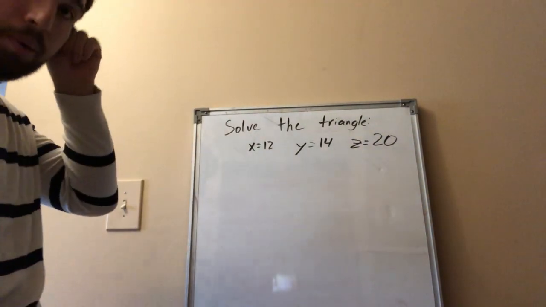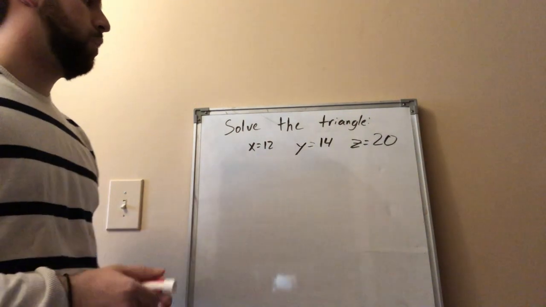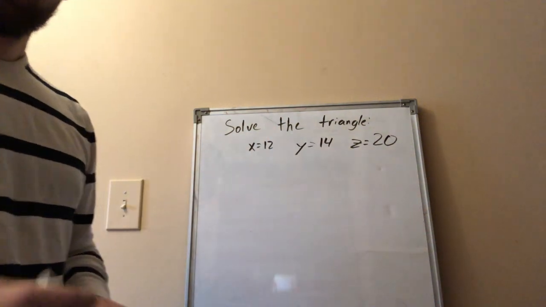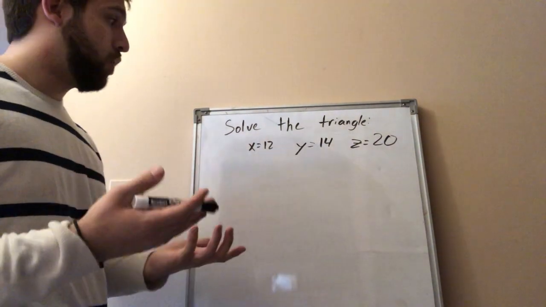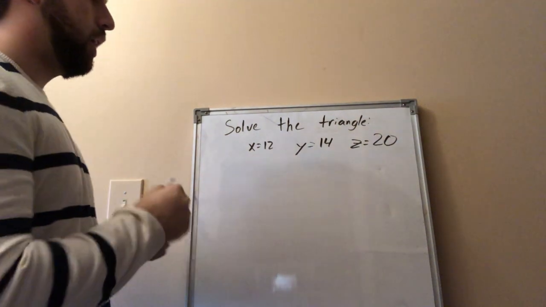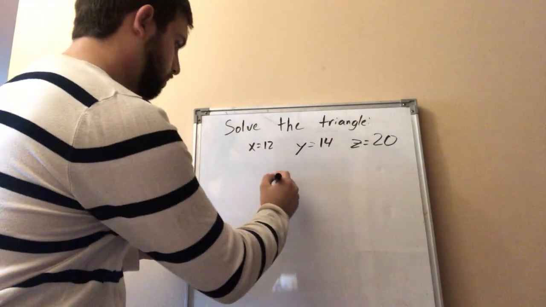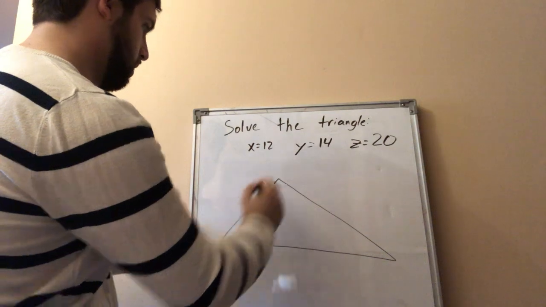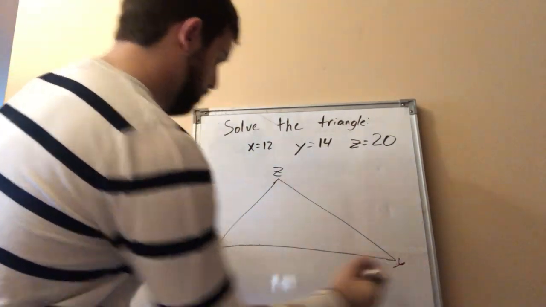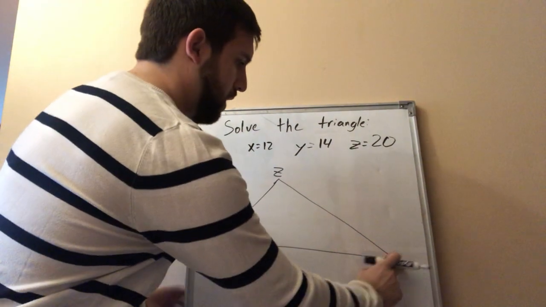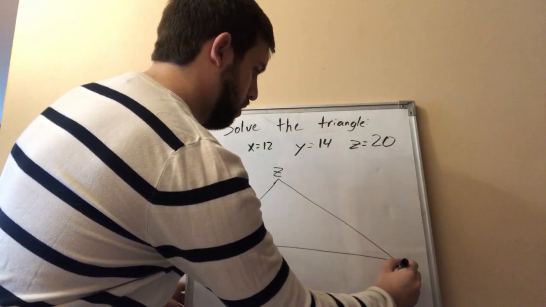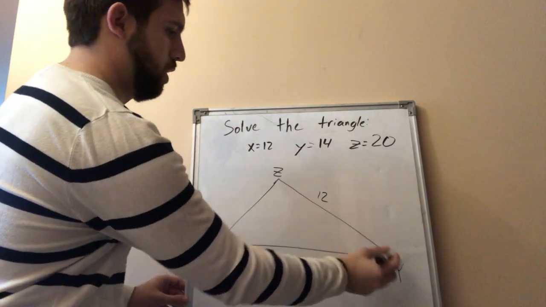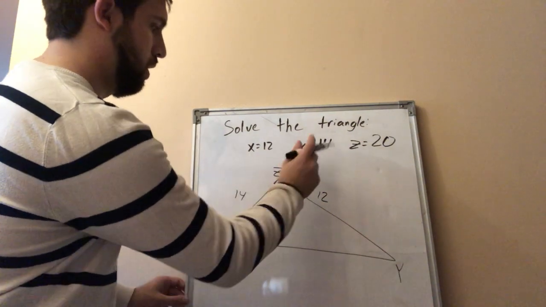But let's say we're given this problem. To solve the triangle, x equals 12, y equals 14, z equals 20. And note that they're all lowercase letters, so we know that these are the side lengths of a triangle. Then, let's go ahead and start by drawing a triangle. And now, I'm going to make this a capital Y. So now, the side opposite of this angle x is going to be my 12. Side opposite of my angle y is going to be 14. And side opposite of z is 20.